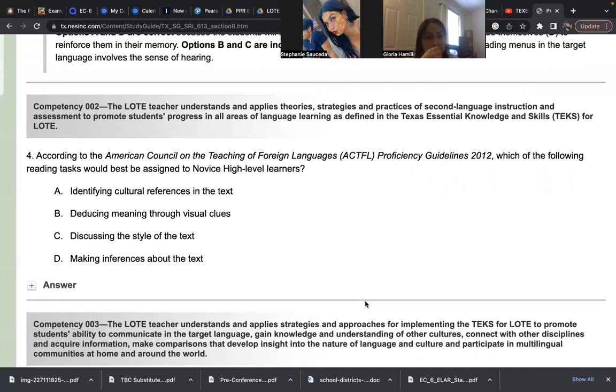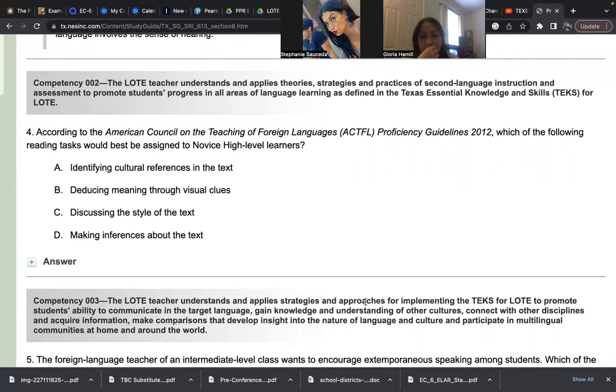According to the American Council on the Teaching Plan, which of the following reading tasks would be best assigned for? Okay, so you're looking for something for novice high level learners. Those can already somewhat read and make sentences. Right, novice high level learners for sure. And I believe there's a guide or something that would show.